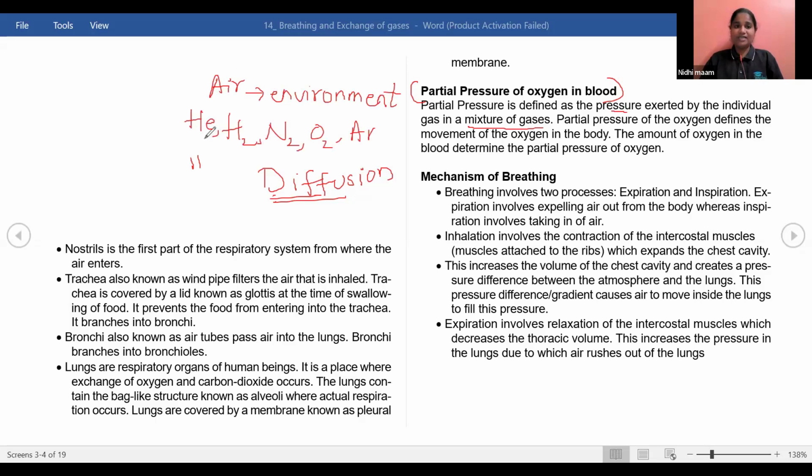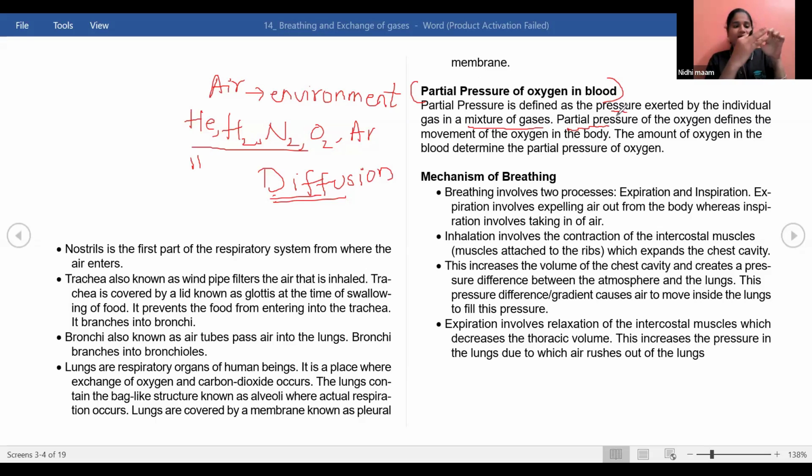In this mixture, the pressure exerted by an individual gas, let us say oxygen, is called the partial pressure of oxygen. The partial pressure of oxygen defines the movement of oxygen in the body. So how much oxygen is moving in our body? Suppose you go to the hospital because you feel weak suddenly and fall unconscious. They will see the percentage of oxygen in you, means they will check the partial pressure of oxygen in you.